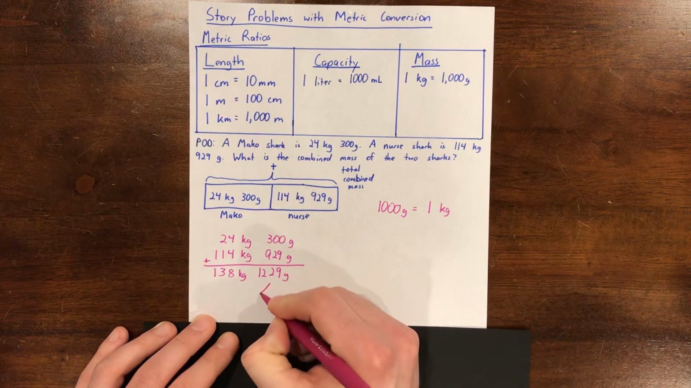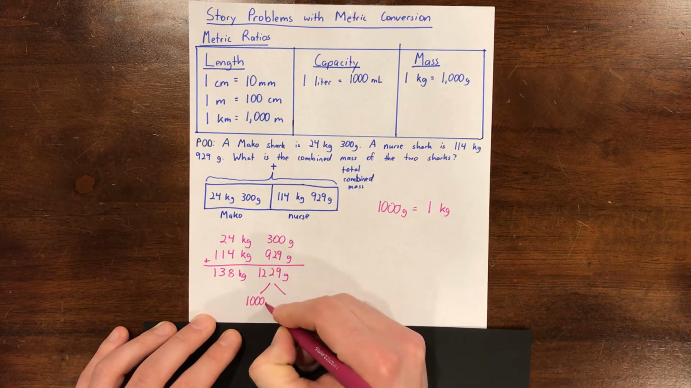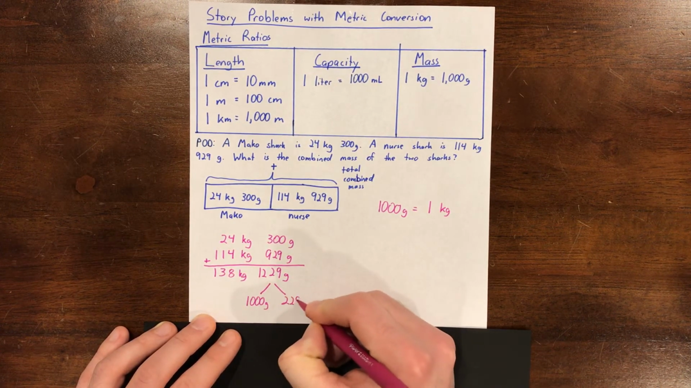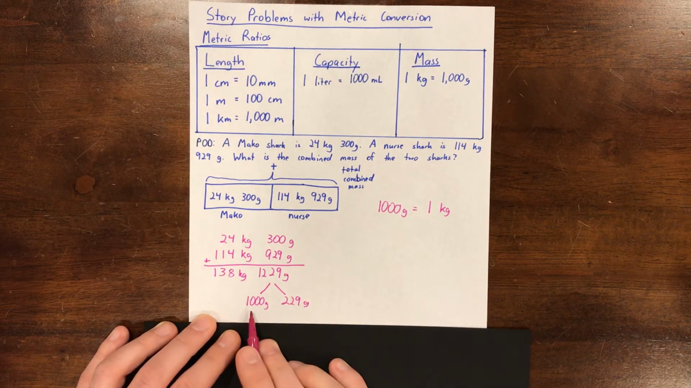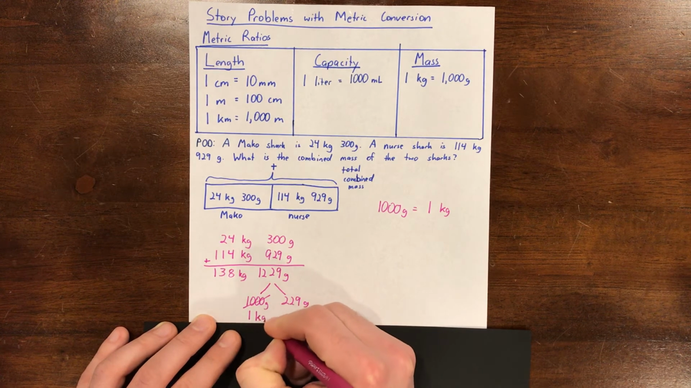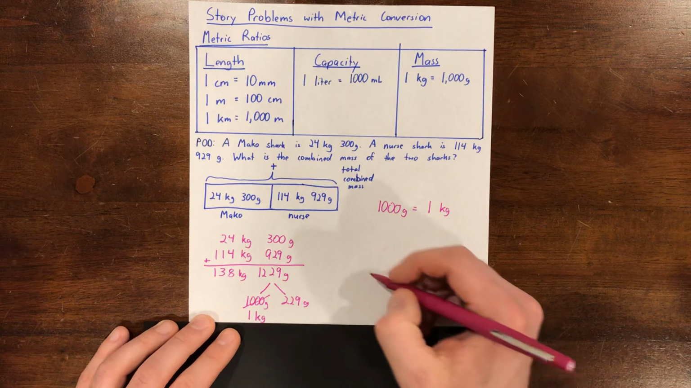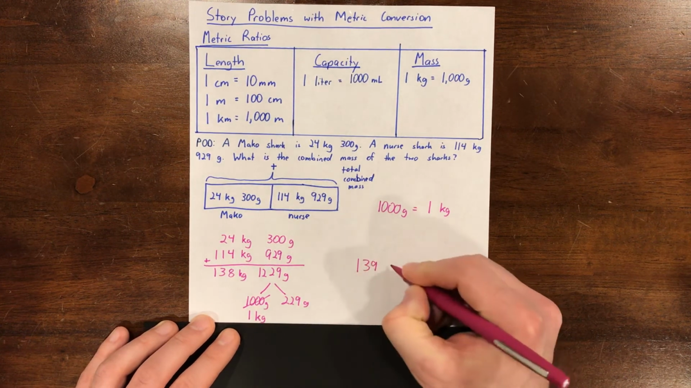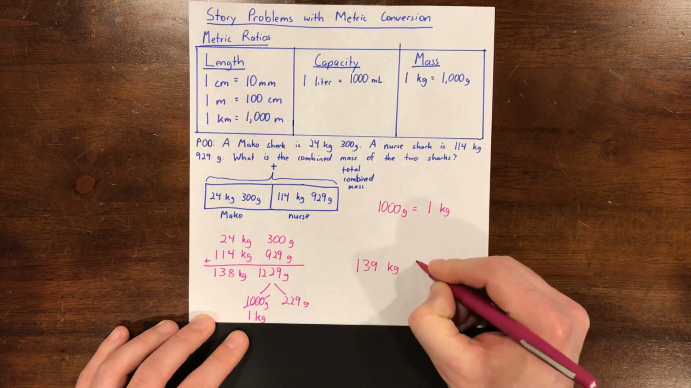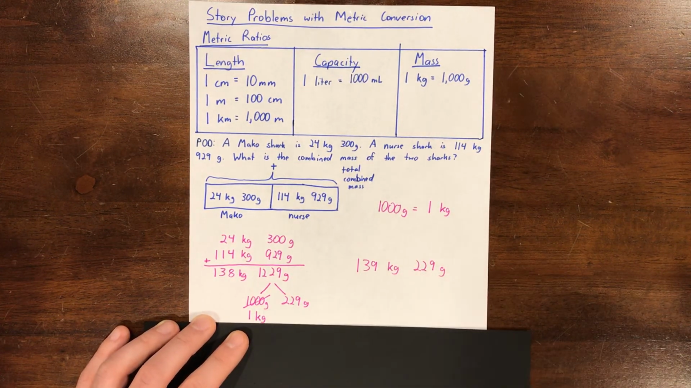Right. I can partition that into two parts. 1,000 grams and 229 grams. This 1,000 grams, I can regroup as 1 kilogram. So, what's my final answer? Say it out loud. Yes, 139 kilograms, 229 grams. That's the combined mass of the two sharks.